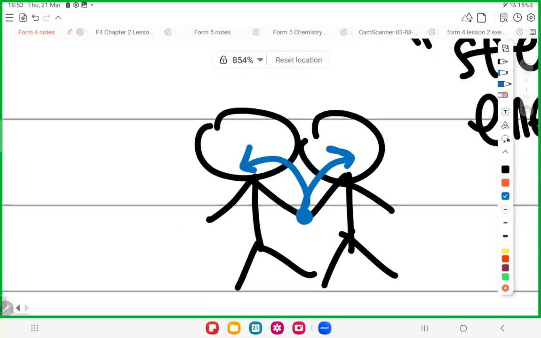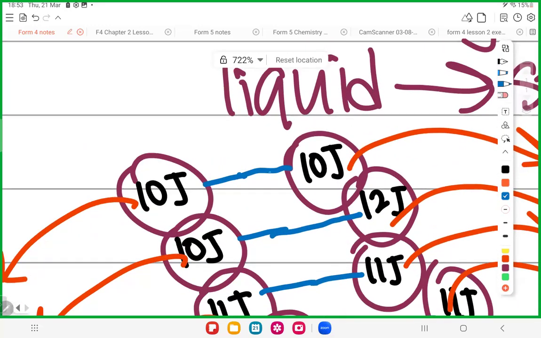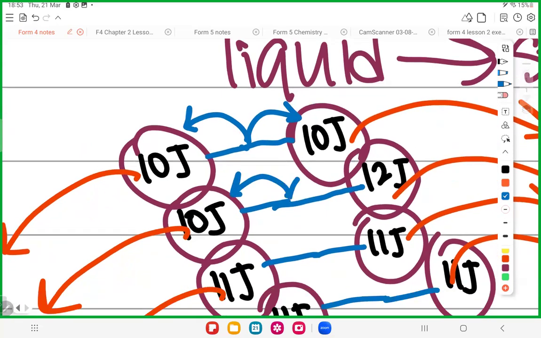So I want you to imagine this. So come back to here. When they are holding hands, give energy, give energy, give energy.